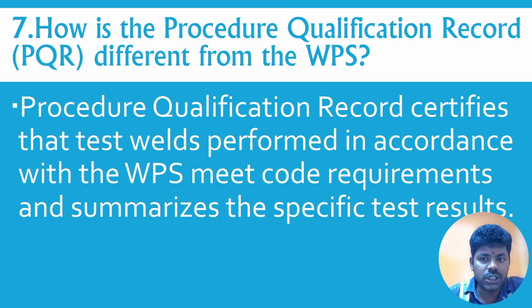How is the procedure qualification record different from the WPS? The procedure qualification record certifies that test welds performed in accordance with the WPS meet code requirements, and it summarizes the specific test results. Actually, the WPS and PQR depend upon Section 9. Section 9 gives the code requirements. When those code requirements are met in the WPS and PQR, it is approved and we go forward to the welding.